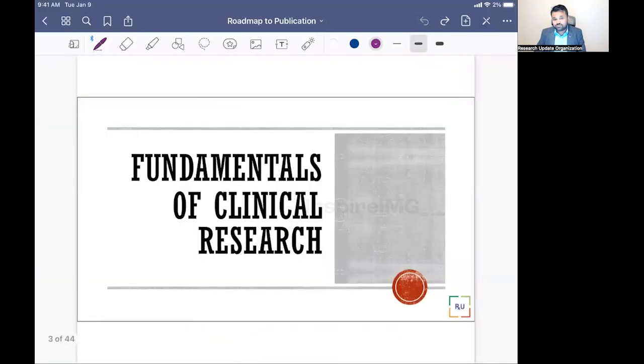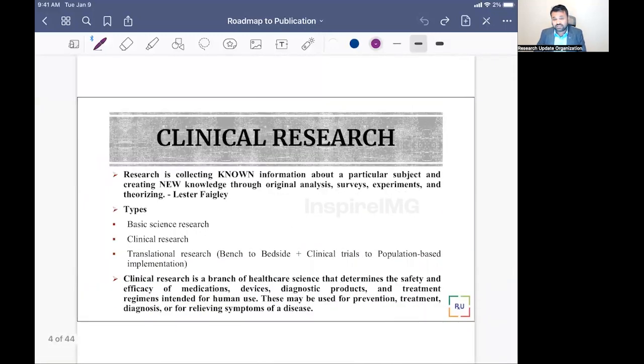These are the most basic fundamentals of clinical research which we are going to discuss today: the basics of clinical research, what clinical research is among so many different types of research, and also how to publish effectively in a shorter span of time. It's a step-by-step process. It's not rocket science.